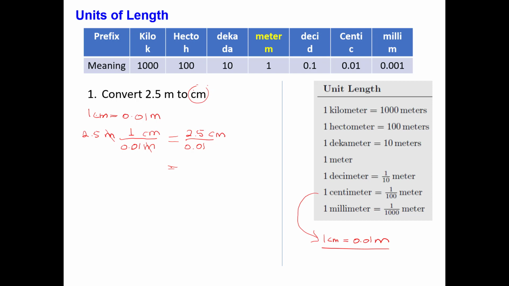Equals to, and if we divide, we need to move 2 places, then it will be 250. You can use your calculator. Okay, it's 250 centimeters. And finally, we can say 2.5 meters is 250 centimeters.